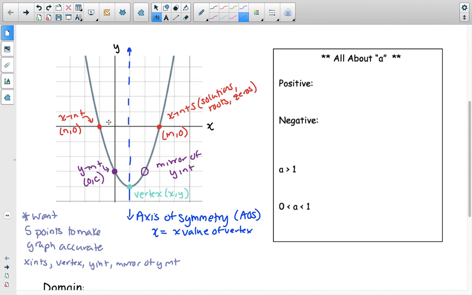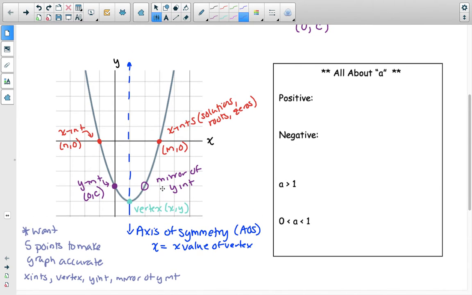If there is only one x-intercept because it bounces, that's okay. That just means that we'll need to get another coordinate so that we can have 5 to make it as accurate as possible. So we want to be able to connect them into this U shape. This shape is called a parabola. A quadratic is a parabola.